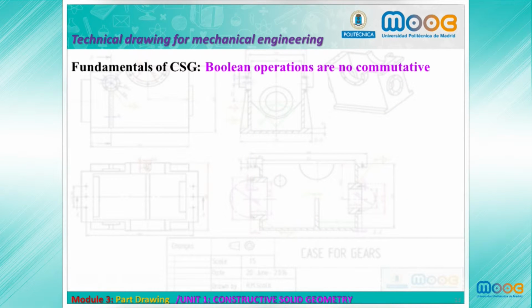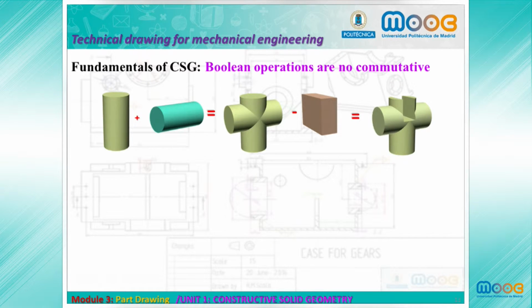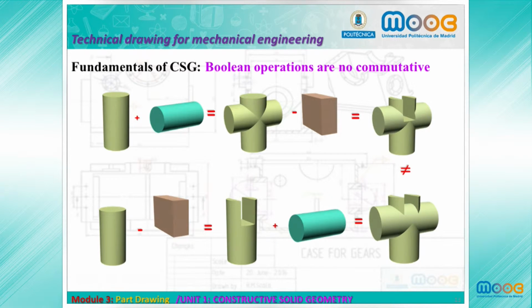One of the fundamentals of CSG is that the Boolean operations are not commutative. In this case, we have a part made from a sequence of operations. If we change the order of these operations, we obtain a different part from the initial one.